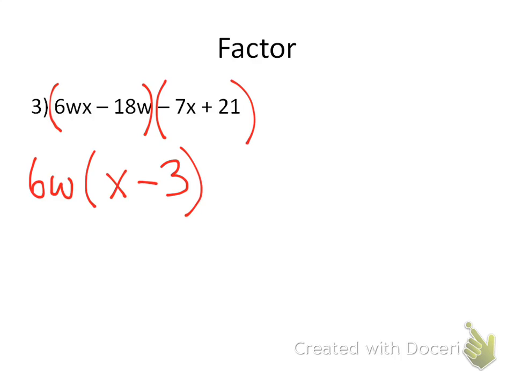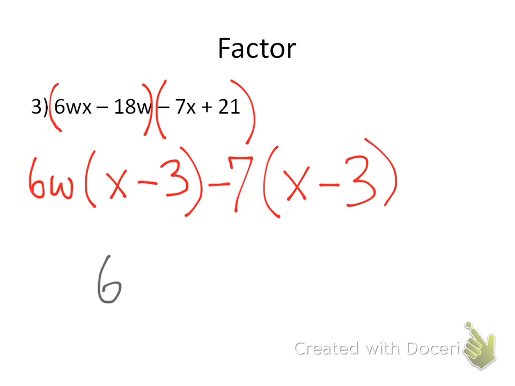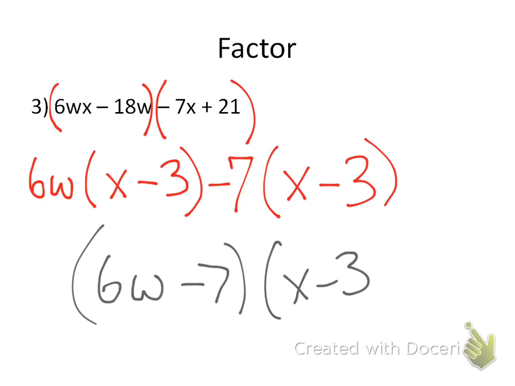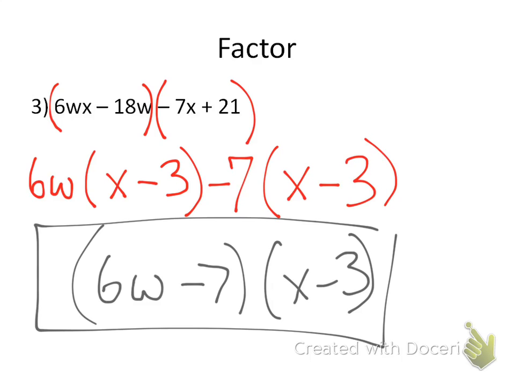Yeah, if you pulled out a 7, would you have the right signs to match up with the x minus 3? No. So what do you actually need to pull out? A negative 7. Good. So double check your signs as you're going. That would give us positive x and negative 3, which is what we want. So I would have 6w minus 7 and x minus 3. Other questions?